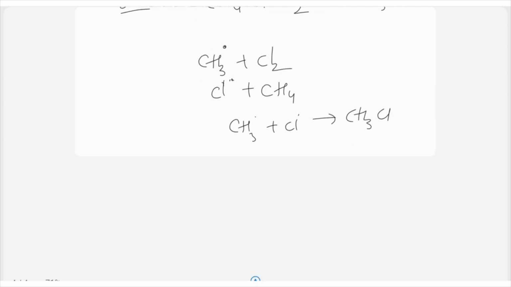Now what are the factors that will support or stabilize the free radicals in the organic reaction? The first thing is hyperconjugation.